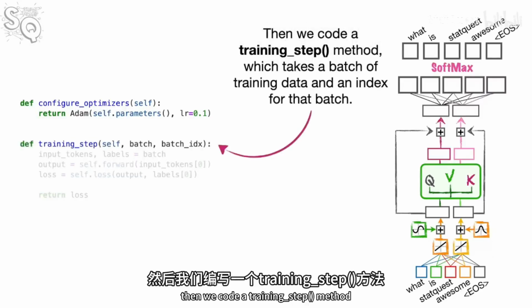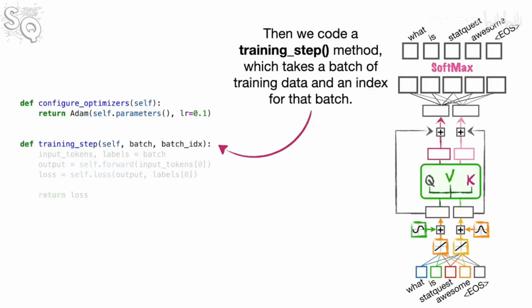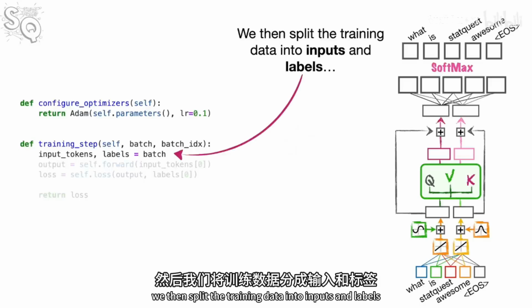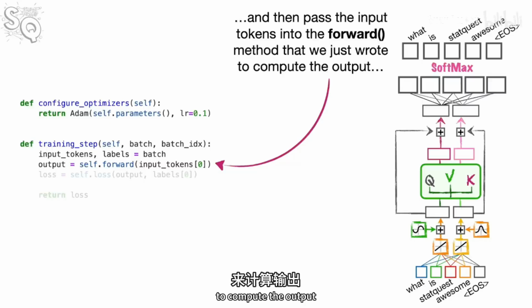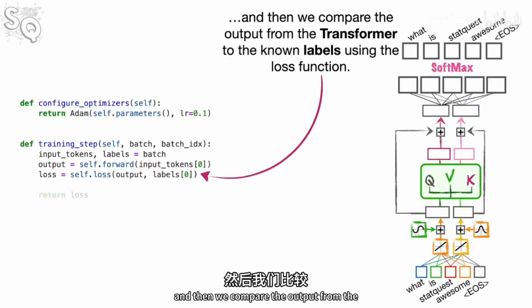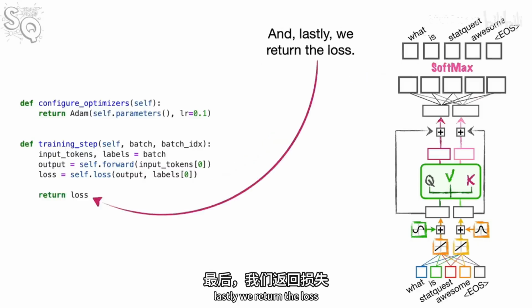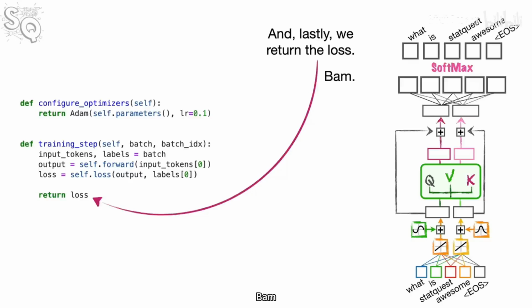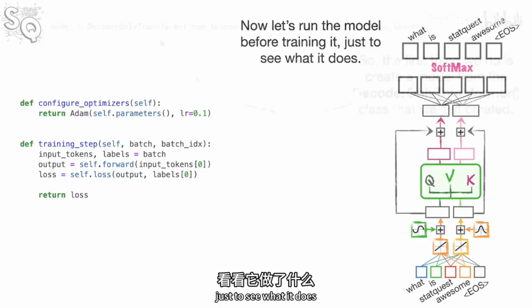Then we code a training step method, which takes a batch of training data and an index for that batch. We then split the training data into inputs and labels, and then pass the input tokens into the forward method that we just wrote to compute the output. And then we compare the output from the transformer to the known labels using the loss function. And remember, the loss function does the softmax for us. Lastly, we return the loss. Bam! Now let's run the model before training it, just to see what it does.